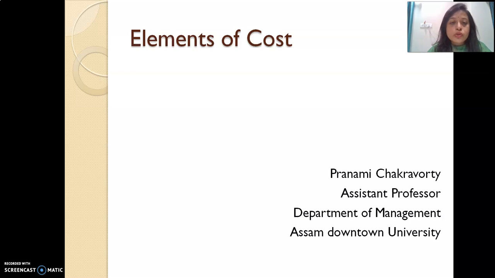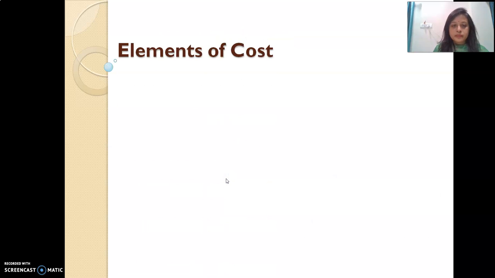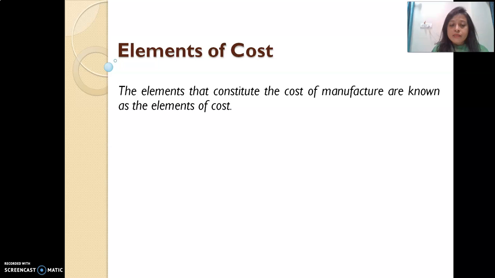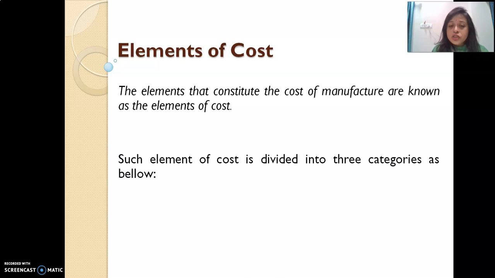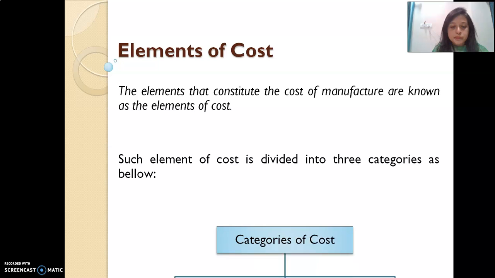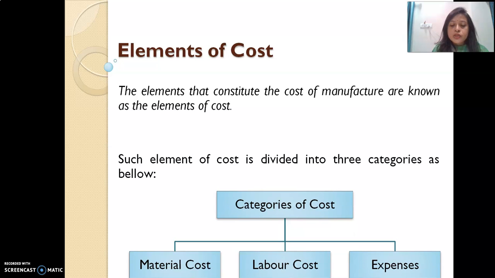Good morning, students. Today we will start a new topic, which is elements of cost. The elements that constitute the cost of manufacture are known as the elements of cost. A cost is composed of three elements. Such elements of cost are divided into three categories as below. Categories of cost are material cost, labor cost, and expenses.